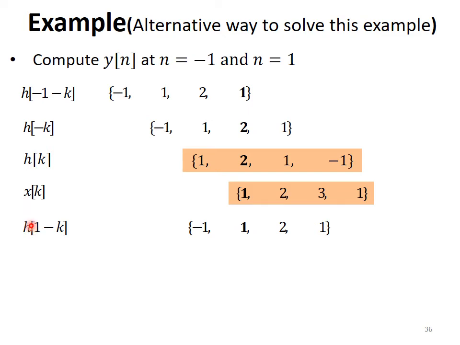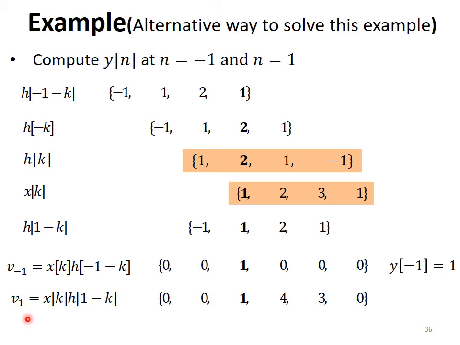Now multiply x of k with h of minus 1 minus k, and also multiply x of k with h of 1 minus k. So multiplication of x of k and h of minus 1 minus k would result in this sequence, and multiplication of x of k with h of 1 minus k would result in this sequence, and the response of the system would be simply sum of all these samples, which is equal to 8 when n is equal to 1.